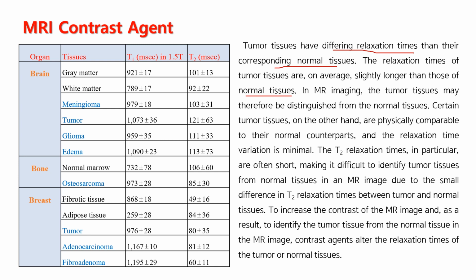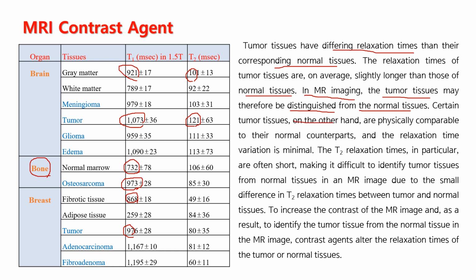As you see in this table, tumor tissue relaxation time is a little larger than normal tissue. In bone, also, tumor tissue relaxation time is larger than that of normal tissues. In MR imaging, the tumor tissues may therefore be distinguished from the normal tissues.